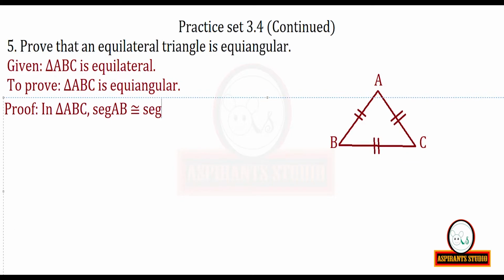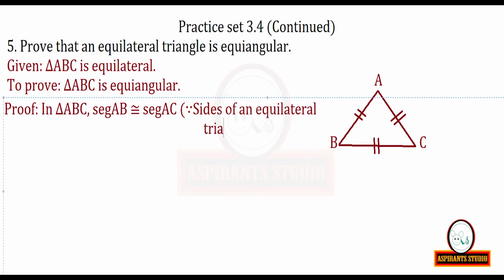So now in triangle ABC, segment AB is congruent to segment AC. We are taking two at a time. All the three sides are having same length, so all the three sides of this triangle are congruent, but we are taking two at a time now, because then only you can apply the isosceles triangle theorem. So first we are taking segment AB is congruent to segment AC. You have to write the reason, sides of an equilateral triangle.